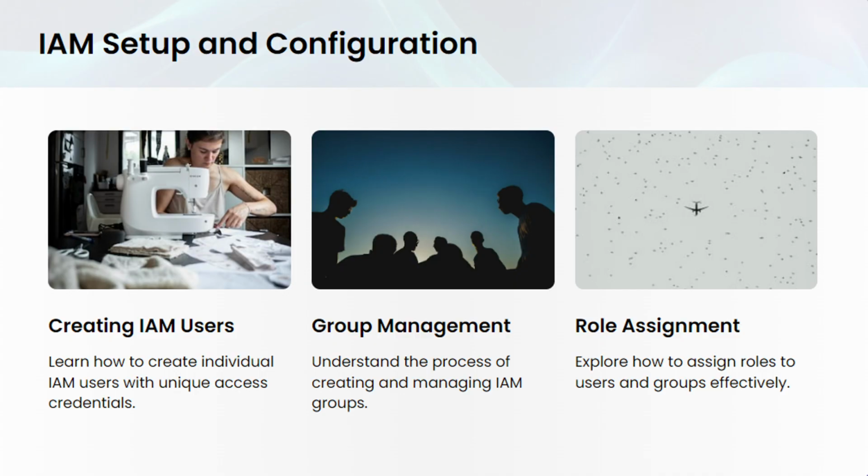Here is the setup and configuration. Setting up IAM involves several steps, including creating users, groups, and roles, assigning permissions using IAM policies, configuring multi-factor authentication for added security, and integrating IAM with other AWS services as needed.